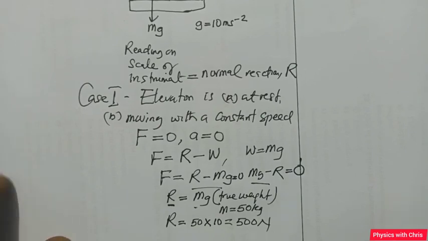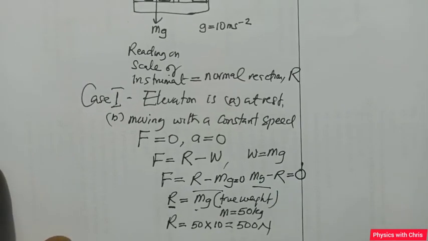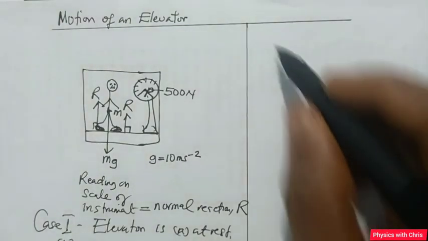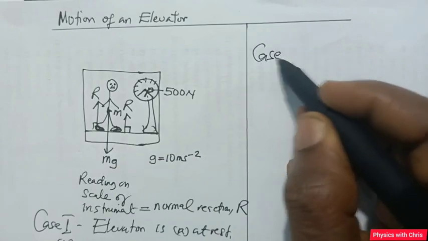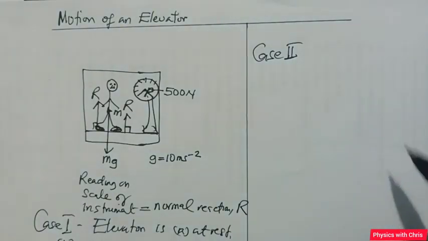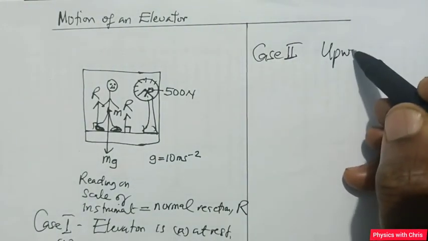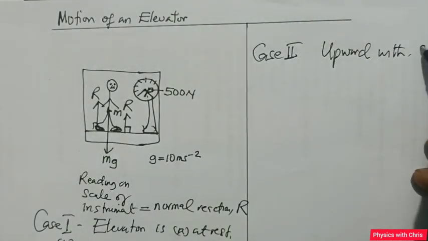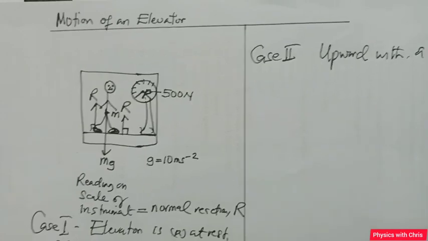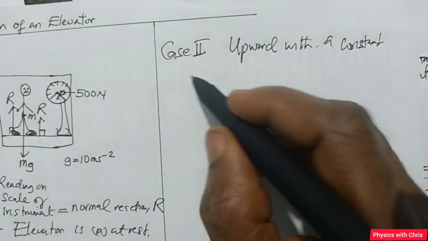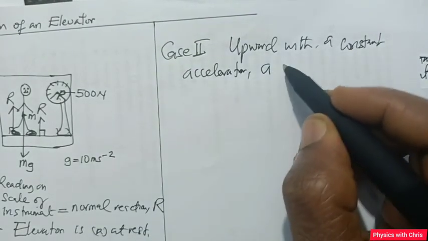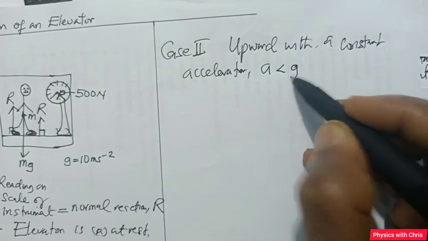Okay, let's see case two. In the second case now, we go to the next page of my board. Of course, this is my whiteboard. I call this case two. For case two, let's say the lift moves upward with a constant acceleration. Let's say that acceleration a is less than the value of acceleration due to gravity g.